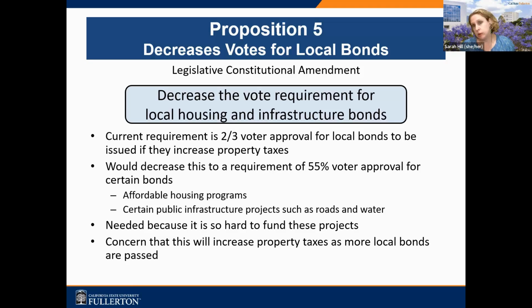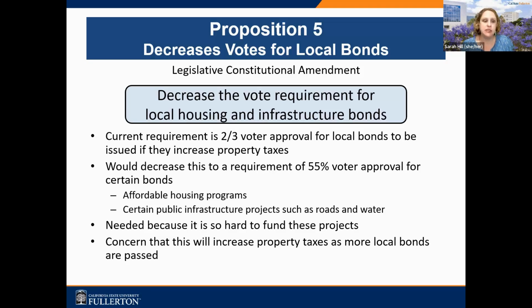It would decrease that to a requirement of 55% voter approval for certain bonds, not for all, but for our affordable housing programs and for some public infrastructure projects like roads and water. And so this is just to make it a little bit easier to pass those types of bonds. We did this a while back with school bonds. So school bonds also have a 55% voter approval requirement. We lowered that a while back, and it was just because it was too hard to pass them otherwise.